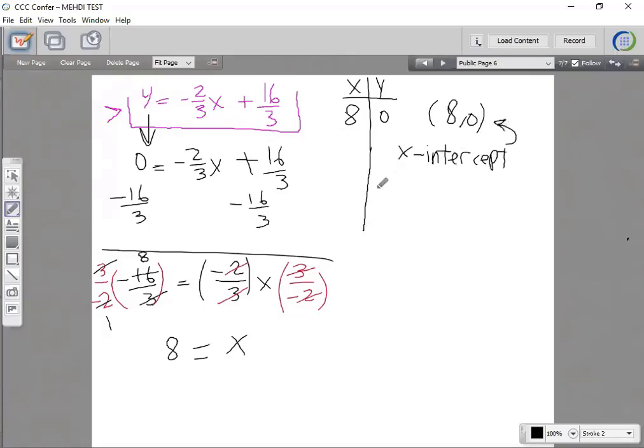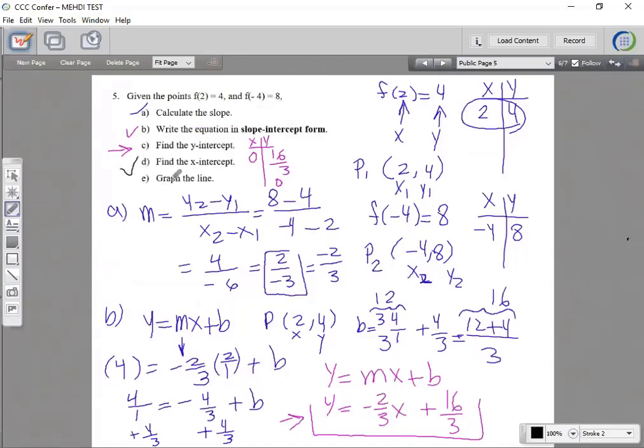And remember, with the y-intercept, we let x equal to 0 and solve for y. We did that earlier. X equal to 0, solve for y, that would be 16 over 3. So this point here, 0, 16 over 3, is your y-intercept. That's how you find your x-intercept and y-intercept.